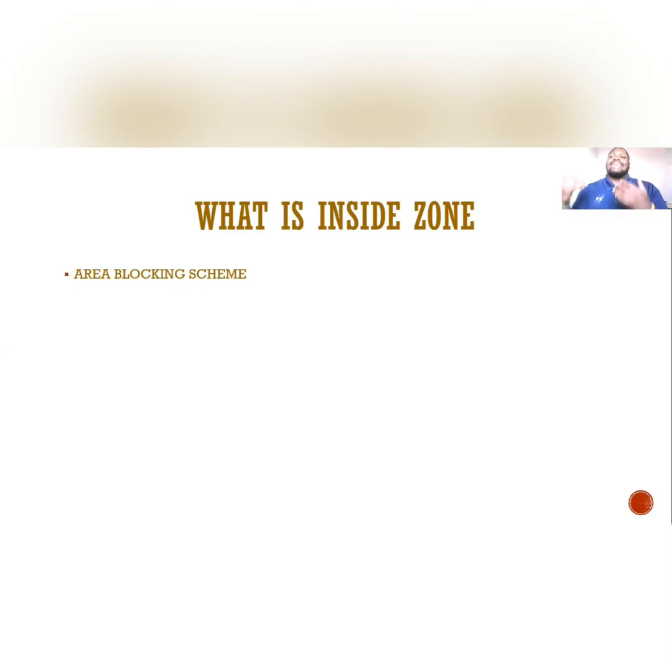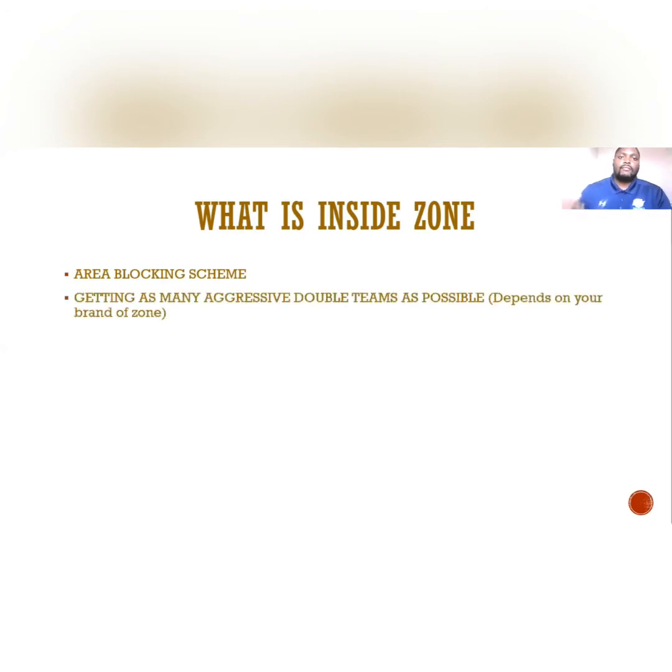But how I secure that area is dependent upon the call that the center makes, what type of zone scheme we're running, and whether I am on a double team. So zone is an area blocking scheme, but I do have different responsibilities that will team me up with another lineman next to me to get me up to the second level. This particular part is dependent upon what brand of zone you run.